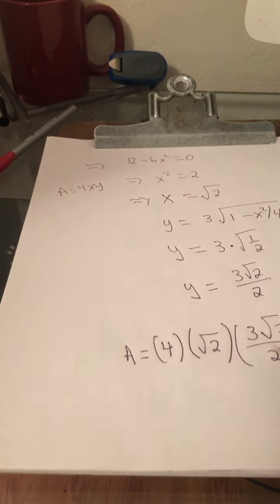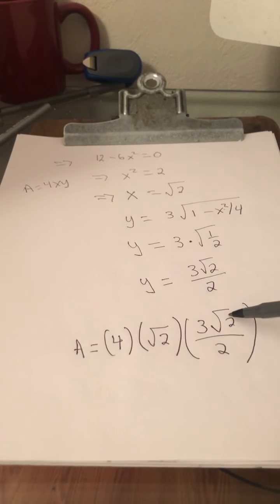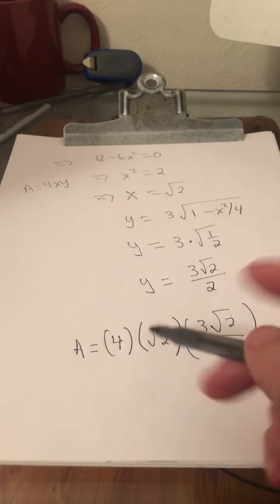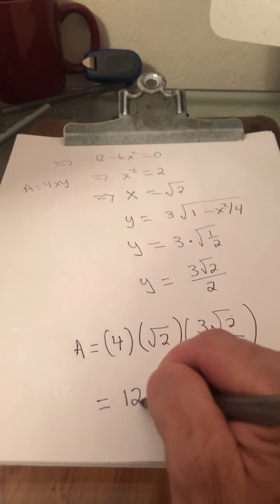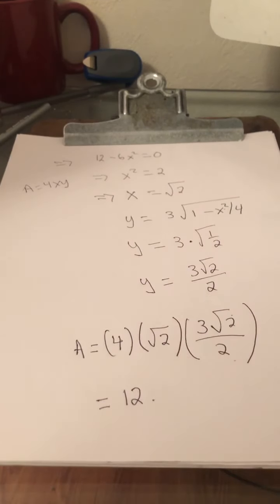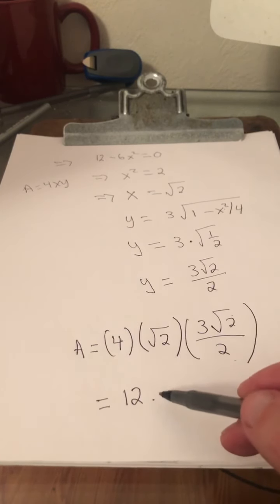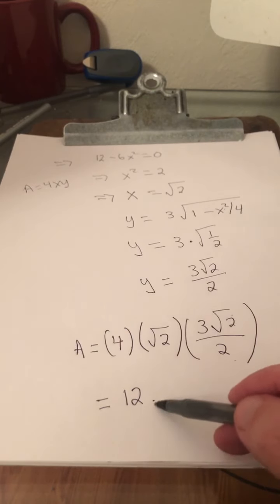So the square root of 2 times the square root of 2 is 2, but I have a 2 here in the denominator, so that's going to cancel. 4 times 3 is 12. So the area of the largest rectangle that can be inscribed in this ellipse, that area is 12 square units.